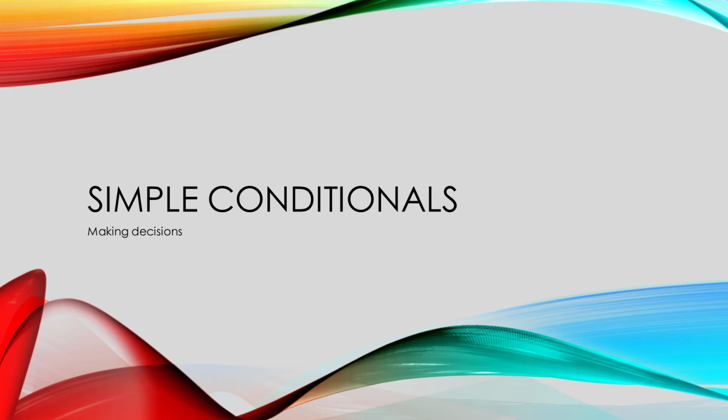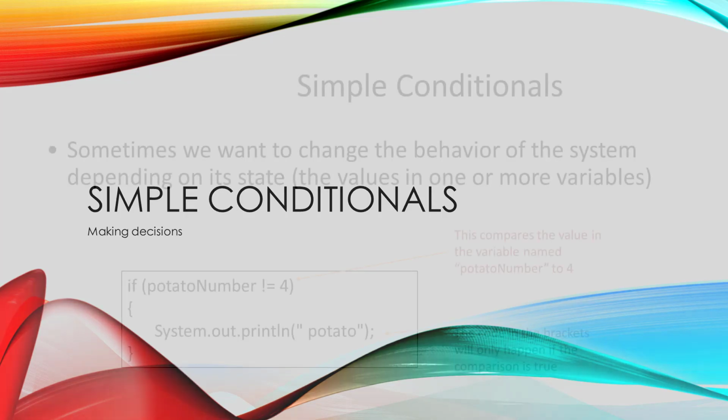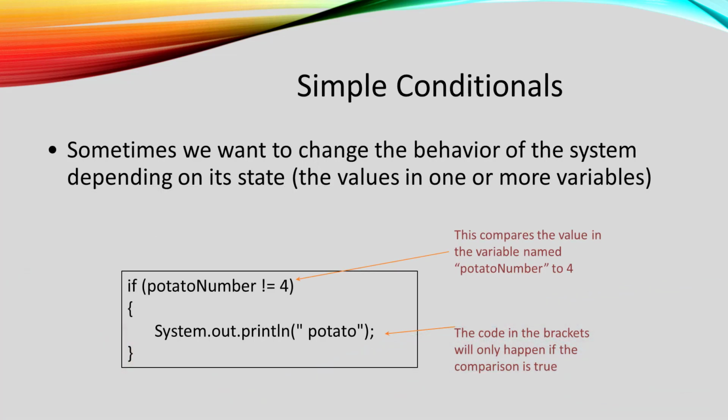Another behavior that often happens is that we want to choose what the system will do based on the values of variables. To do that, we use simple conditionals. If we think about the values of all of the variables in the system at any point in time, that's what's in its memory, and we call that the state of the system.